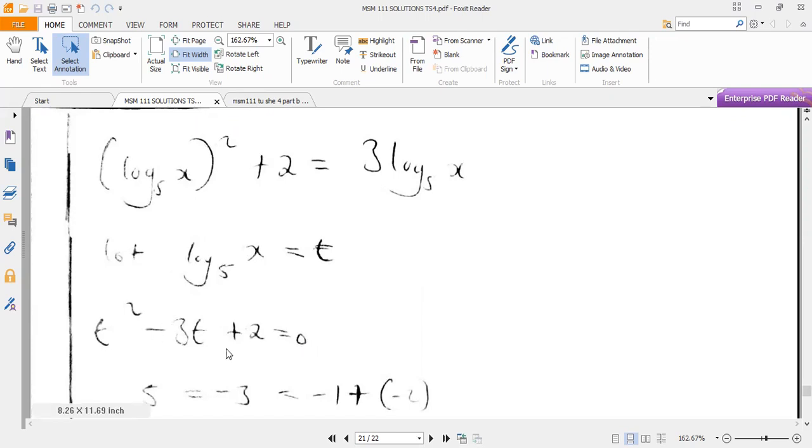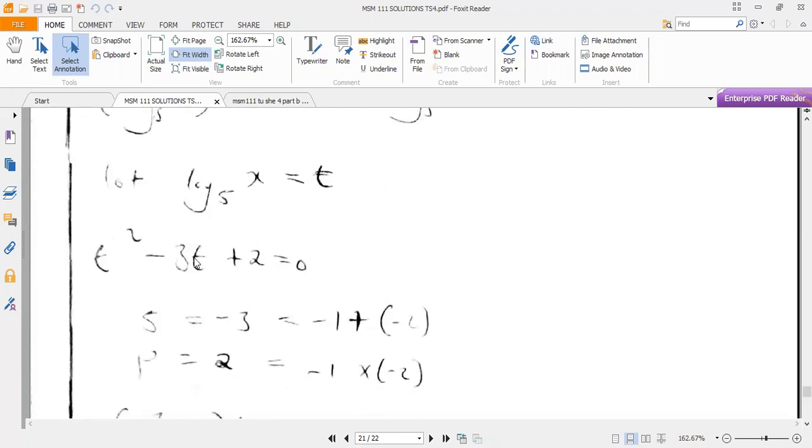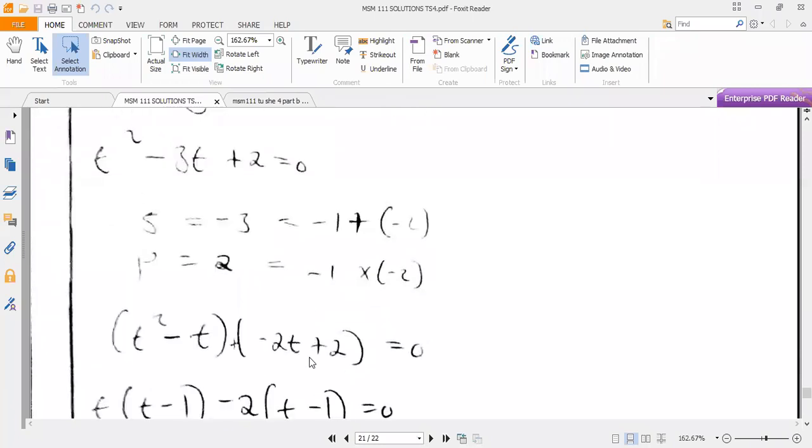So we can easily solve this quadratically, isn't it? What is our sum? Our sum is this guy, -3. Our product is 2. What are the 2 factors? We know that our two factors are -1 and -2. When we substitute here, it is t squared minus t plus minus 2t plus 2 there, isn't it?